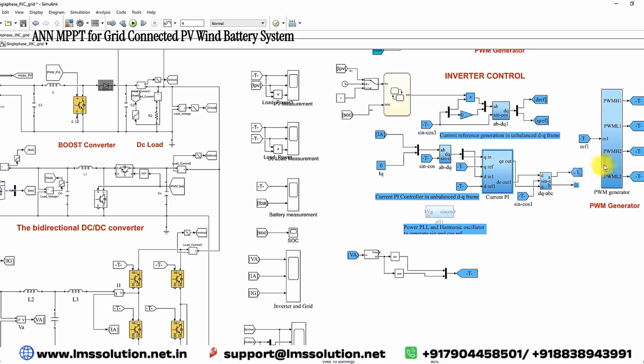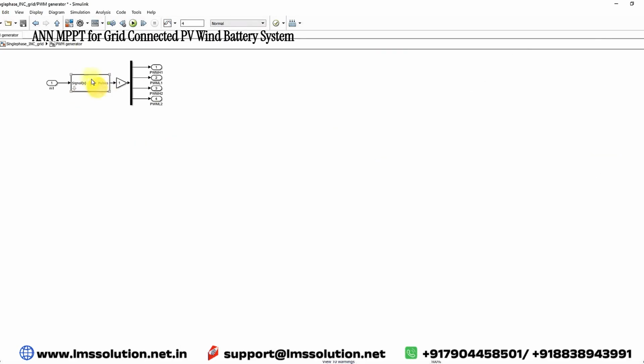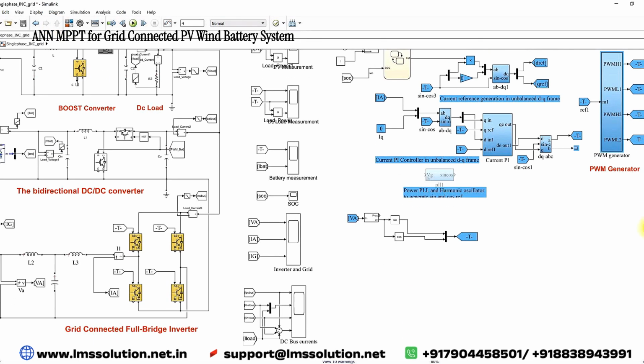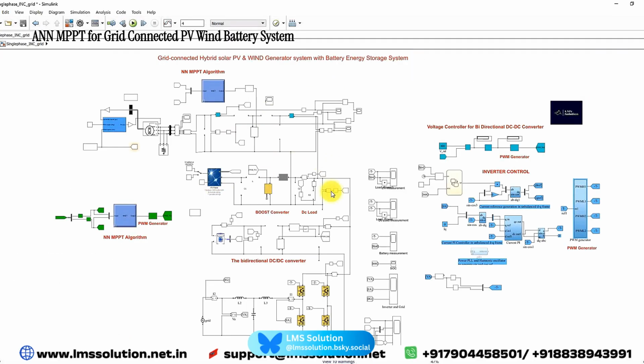This alpha-beta is processed via a sinusoidal PWM generator. This sinusoidal PWM generator generates the pulses for this inverter to control the current flow. And this inverter acts in bidirectional mode based upon the condition of the IPV and SOC. So this is the model explanation of this neural network MPPT controlled PV and battery connected system.